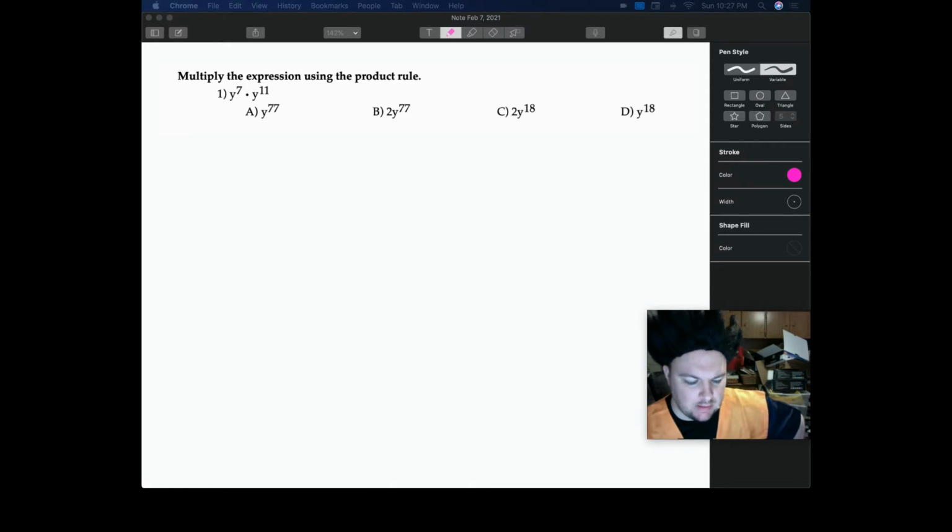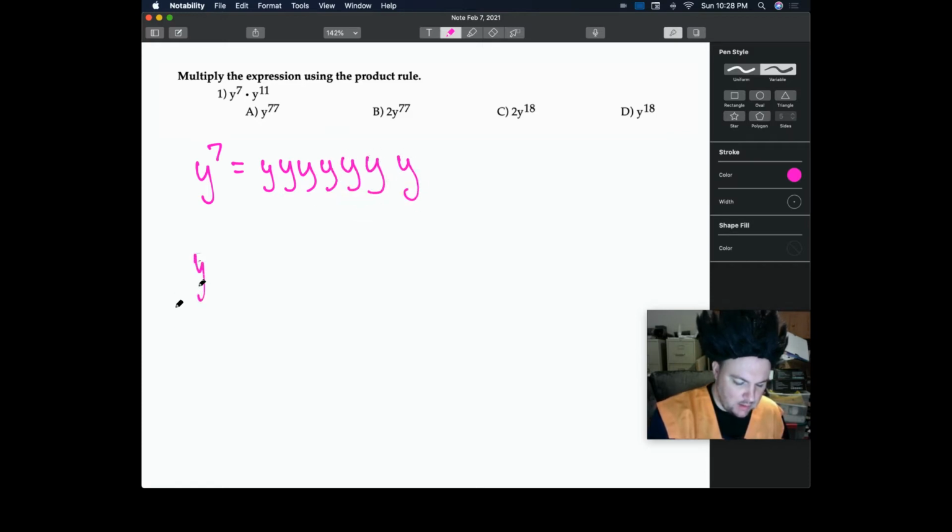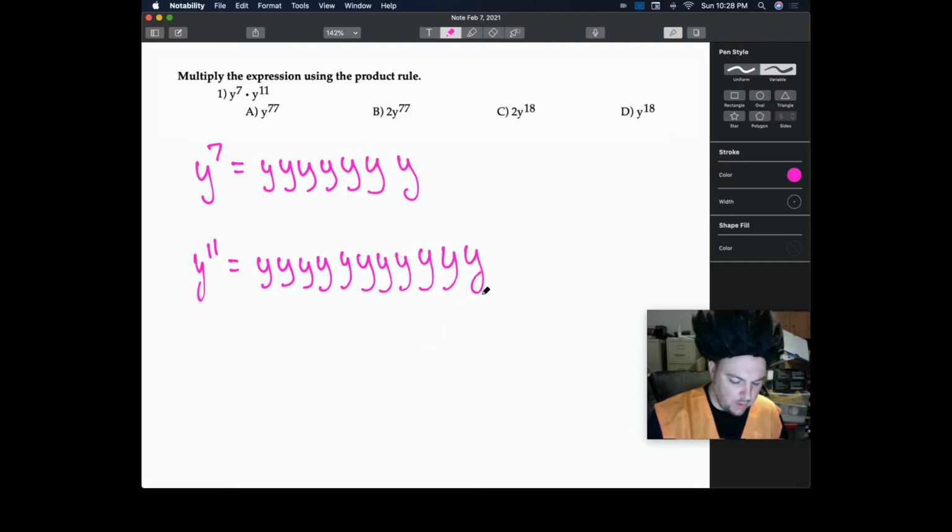So let us begin. Question number one, y to the 7th times y to the 11th. First off, what does y to the 7th mean? Well, we know y to the 7th means we have 1, 2, 3, 4, 5, 6, 7 y's. And y to the 11th means we have 1, 2, 3, 4, 5, 6, 7, 8, 9, 10, 11 y's.